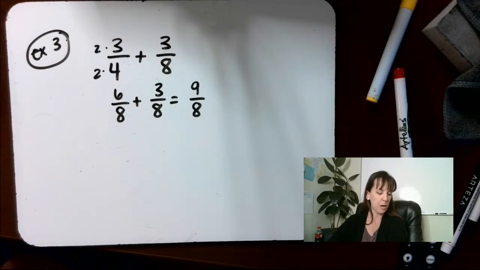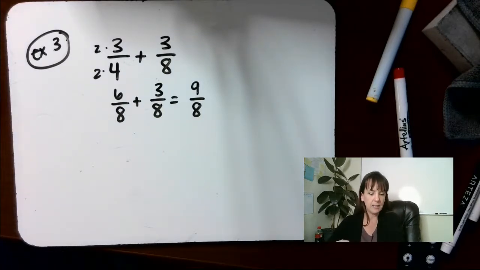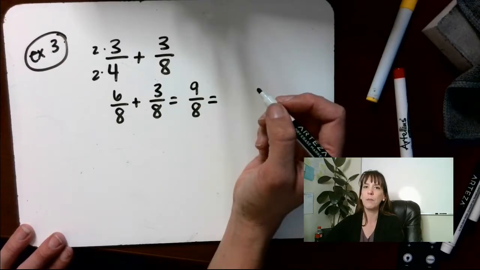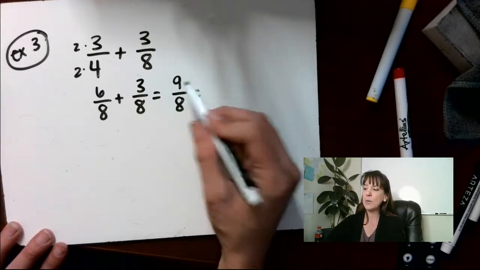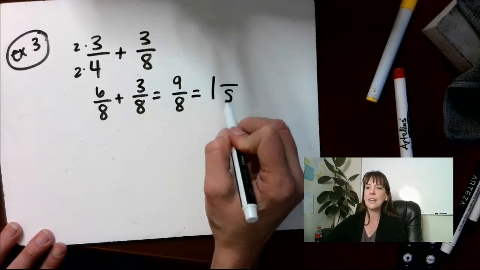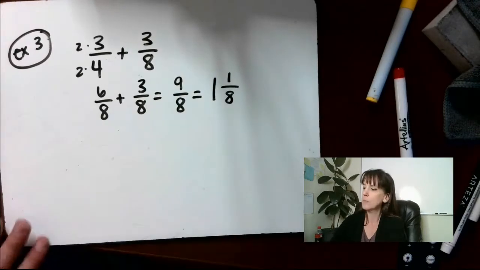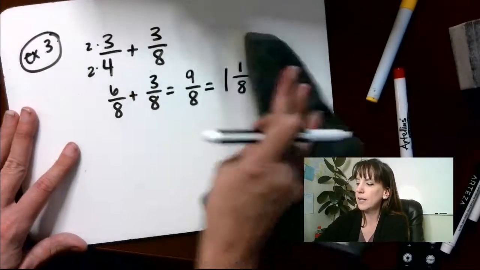You can leave it as an improper fraction if you'd like, although I think in the book it turns it into a mixed number. How many times does 8 go into 9 without going over? 1 time with a remainder of 1. Good. All right, guys, let's see about this next one.